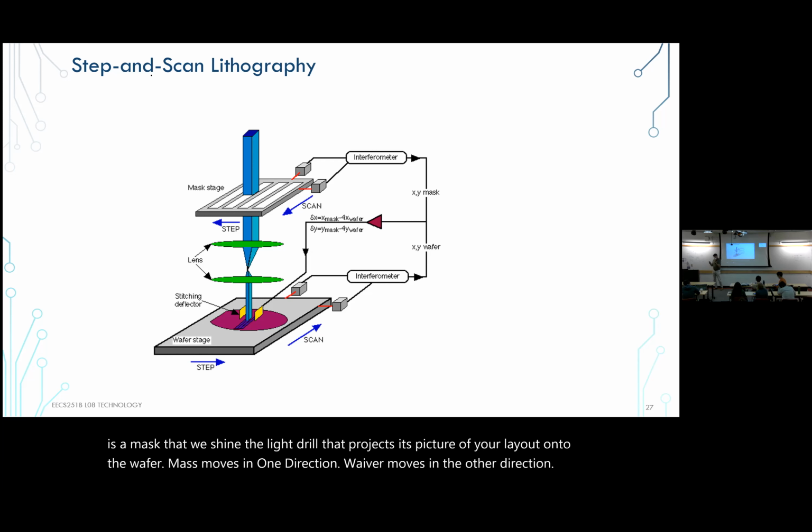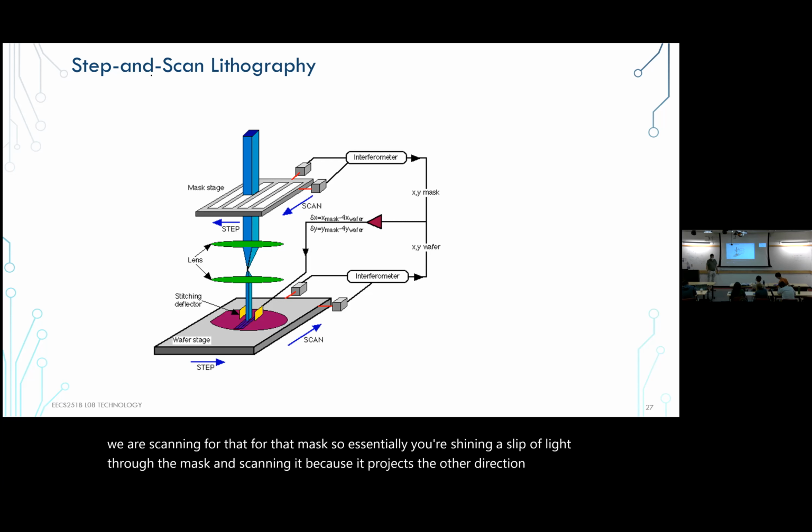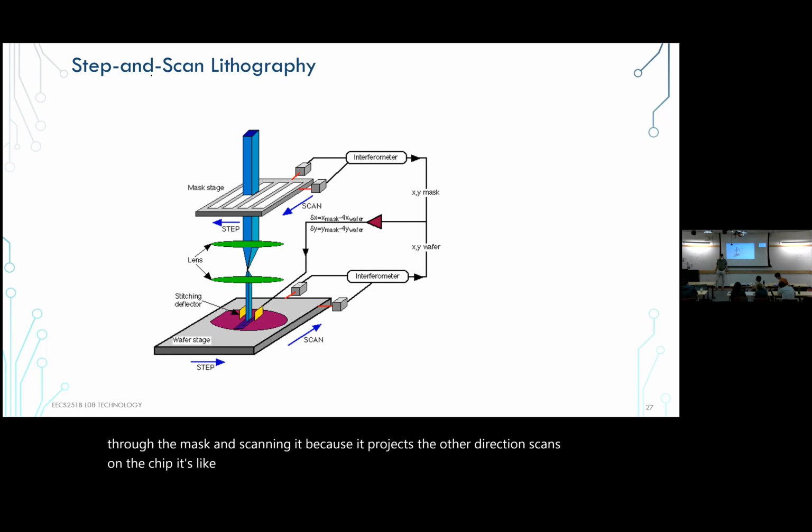We are never projecting through the entire mask because nobody has made a lens like that. We are only projecting a slit of light, and we are scanning through that mask. So essentially, you're shining a slit of light through the mask and scanning it across. It projects in the other direction, scans on the chip. It's like a photocopier. We don't photocopy at once, we scan it.